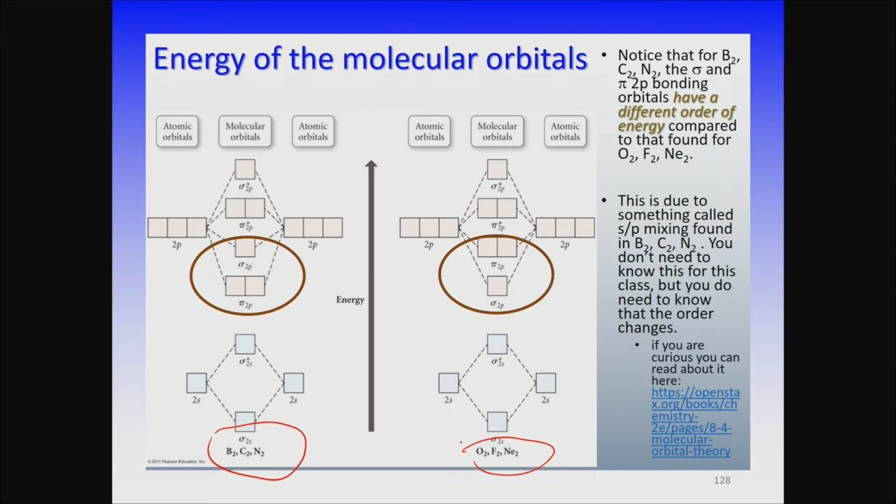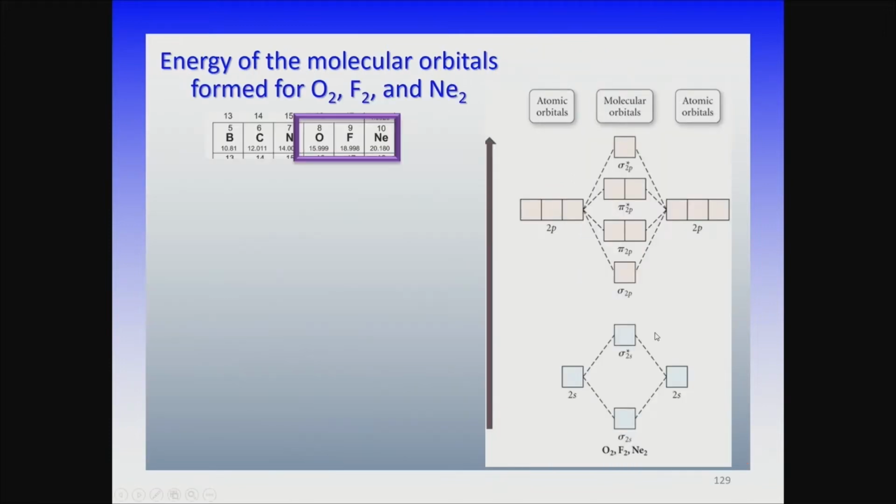And I'm not going to talk about that anymore, but if you're curious to learn more about that, you can click on this link to an online textbook called OpenStax, and it'll tell you a little bit more about sp mixing. But what you really have to know is what the order of the orbitals are for oxygen, fluorine, and neon molecules. And so here's what I thought of.